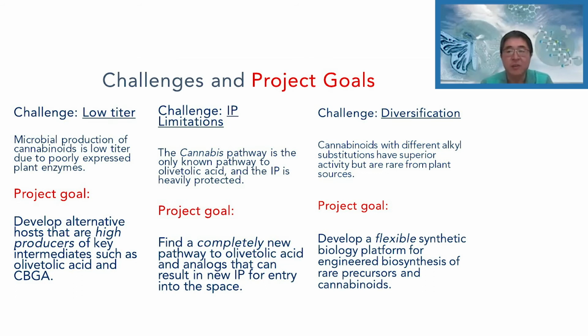And the third is diversification. Of course, CBD and THC can be obtained from these plants, but as I'll show you in a slide later, analogs of these compounds with slight variations in the side chain structures are known to have much better activities. However, they're much more rare to recover from plant sources. So our goal here is to use our system and the biofoundry facilities to develop a flexible synthetic biology platform for making different analogs of cannabinoids.